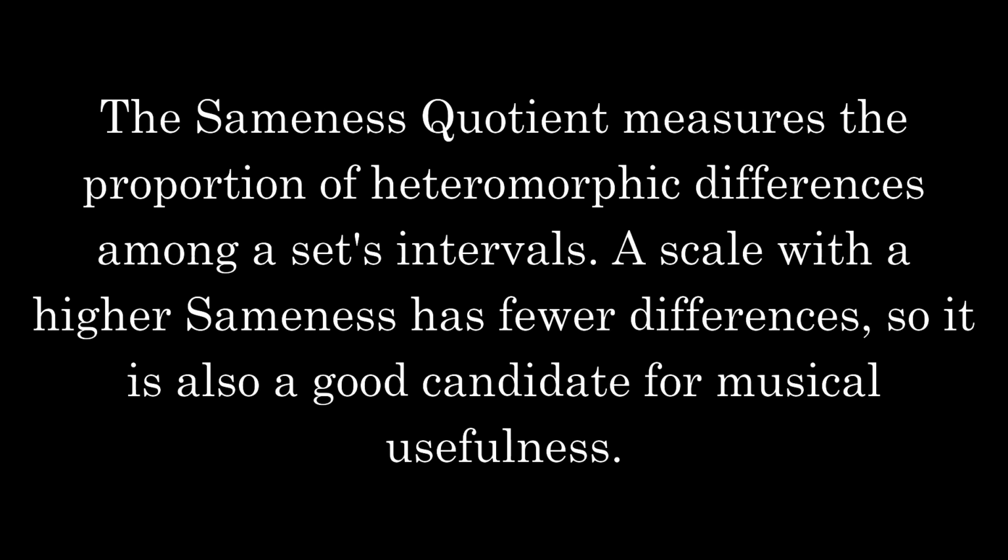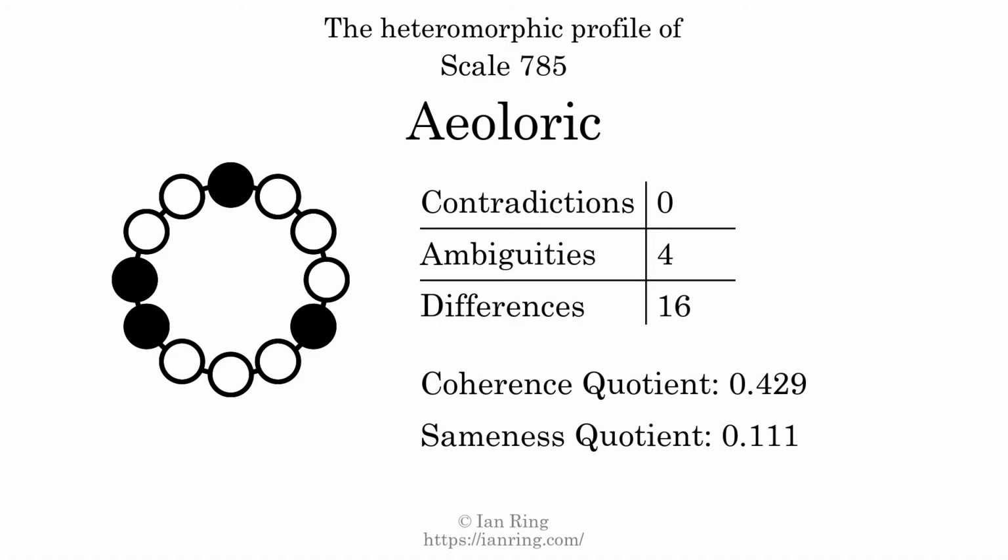The sameness quotient measures the proportion of heteromorphic differences among a set's intervals. A scale with a higher sameness has fewer differences, so it is also a good candidate for musical usefulness. The sameness quotient is 0.111.